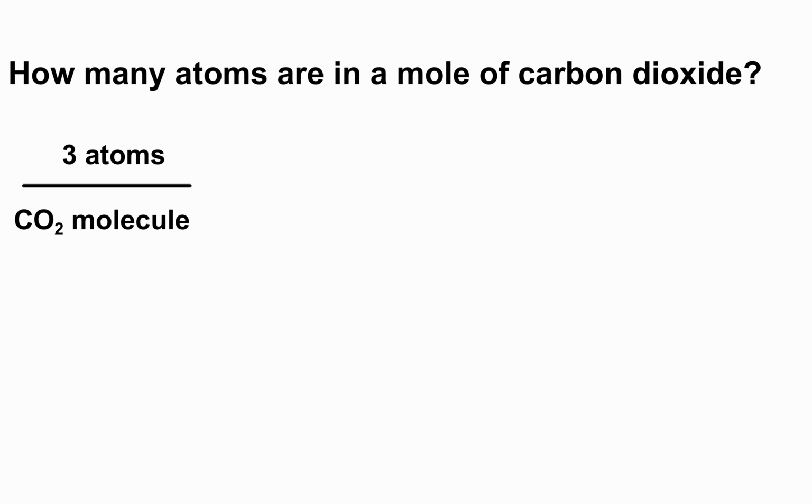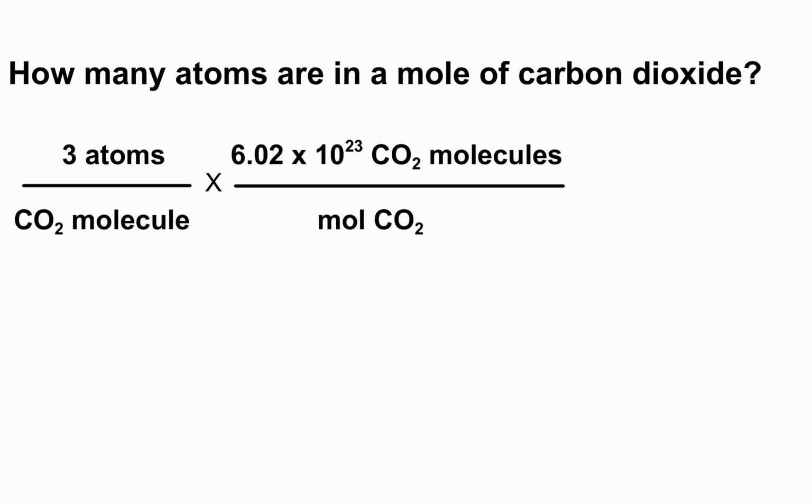So we'd have to come up with an equation that would combine a few different steps here. We've got 3 atoms for every molecule of CO2. We know that there's 6.02 times 10 to the 23 carbon dioxide molecules per mole of carbon dioxide. And we're asking a question that says how many are in 1 mole. So we have 1 mole of carbon dioxide.